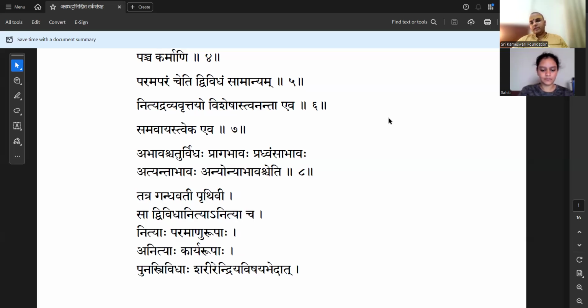Whenever you define something, there will be two elements. One is the definition. The second one is the entity which you define. The definendium or definitum, which is being defined, is called Lakshya. The definition is called Lakshana. In the present context, the definendium is Prithvi, and the Lakshana is Gandhavati.